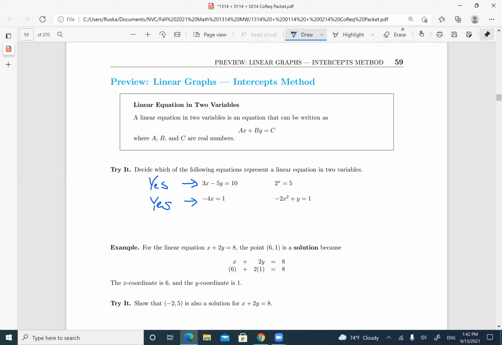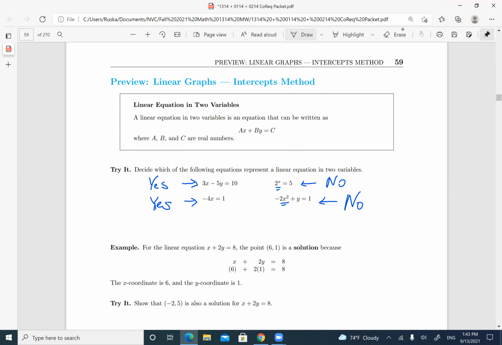Now, the next one is 2 with exponent x equals 5. Is that a linear equation? No. That's right, it's not linear. Why is it not linear? Because you have an exponent, and you have x in the exponent. Okay? And the next one, again, is it linear or not linear? No, because the x is squared. That's right, because of the x squared, you have an exponent. So everybody understands what is linear and what is not linear.